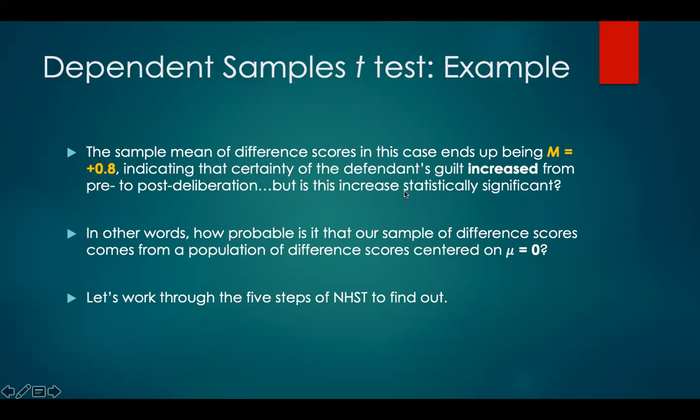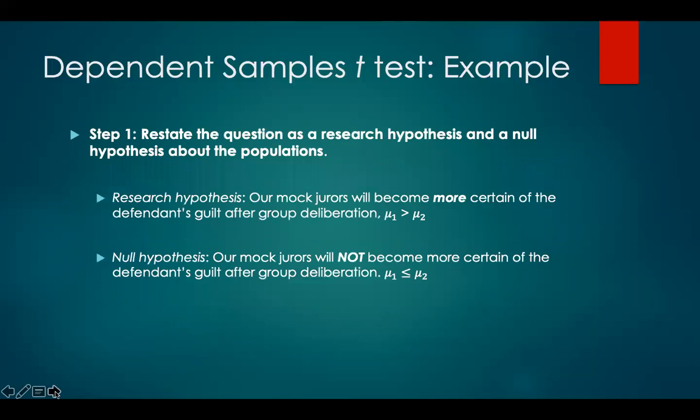But is this increase statistically significant? In other words, how probable is it that our sample of difference scores comes from a population of difference scores centered on a mean equals 0? Now let's work through the 5 steps of null hypothesis significance testing to find out.